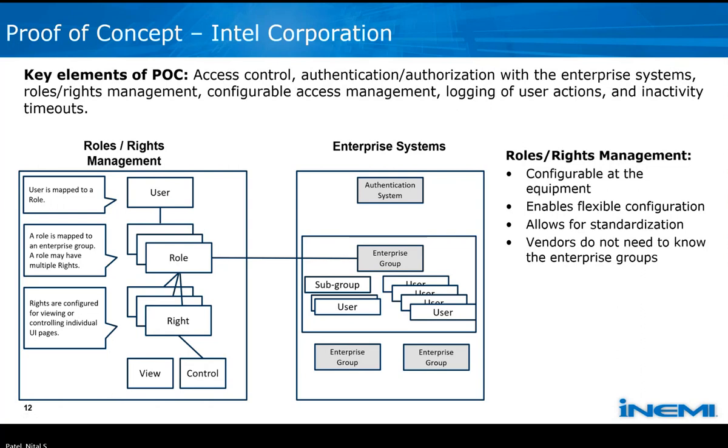What this allows us to do with the roles and rights management is configure this at the equipment level. It's also flexible, so you can add different enterprise groups and map those to specific roles. You can also take this configuration and apply it to multiple test equipment or modules. The other key feature was that the vendors do not need to know about the enterprise group. So if the enterprise group contains any sensitive information in the group name, this can be configured at the tool level.